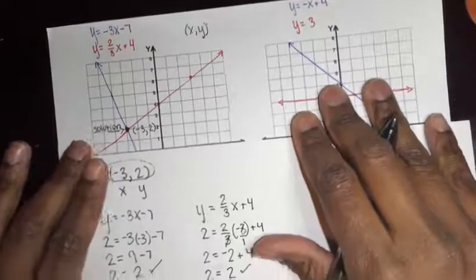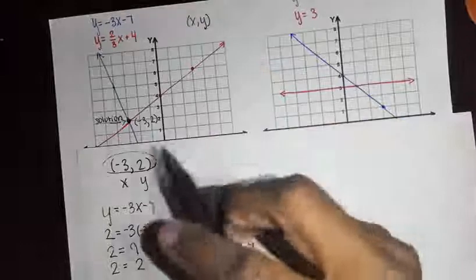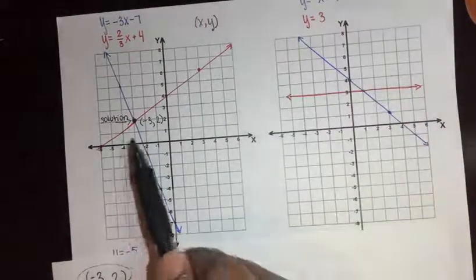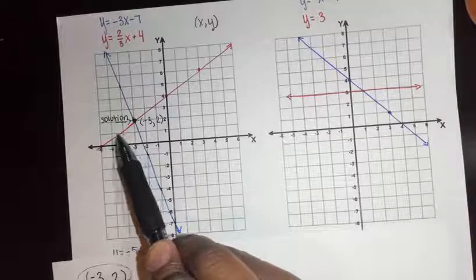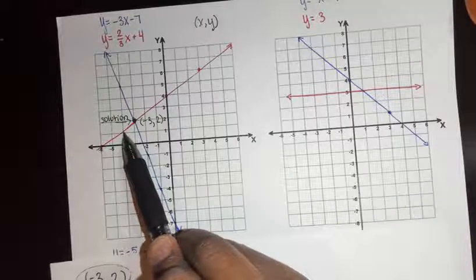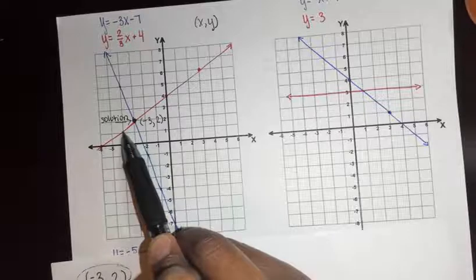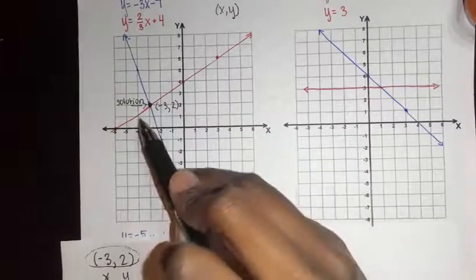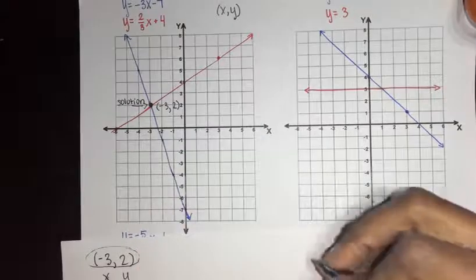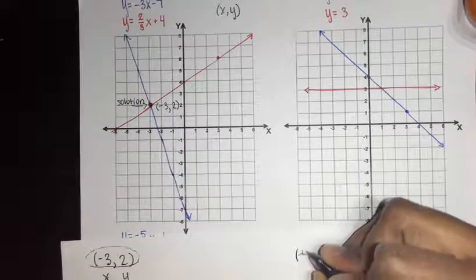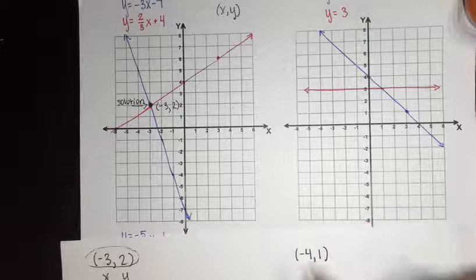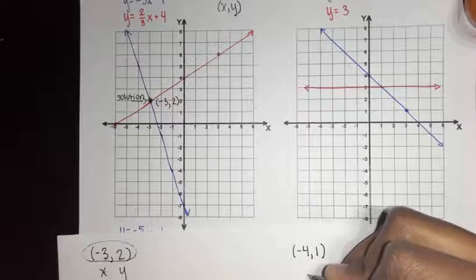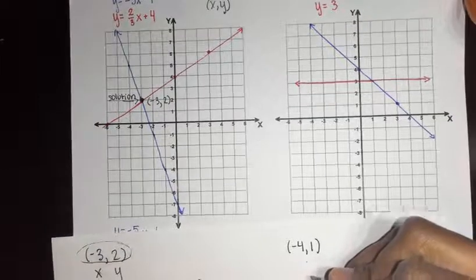So let's say I thought that my solution was right here, and that point is -4, 1. See, that works on the red line, but it does not work on the blue line. This point is not on this blue line. So if I tried to plug that point in, where it's -4, 1, my answer here would not come out correct.